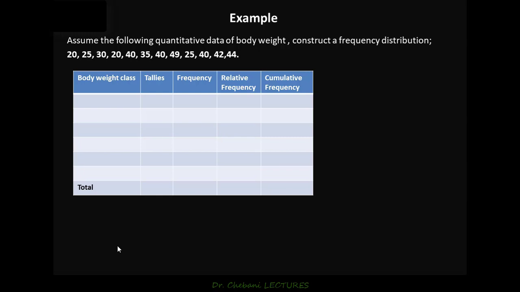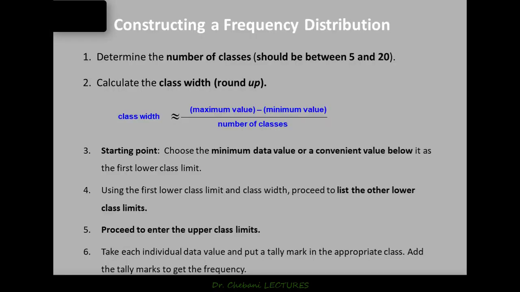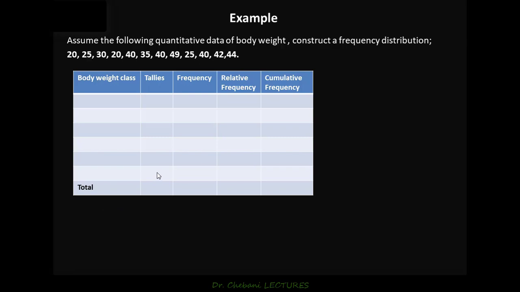Right, so let us work through this example in order to cement the steps that are used to construct a frequency distribution. You have to have this well laid out or memorized, basically, so that you can work through the steps in an exam or test situation. So assume the following quantitative data of body weight in kilograms and construct a frequency distribution. These are the data points that we have. We have 12 data points.